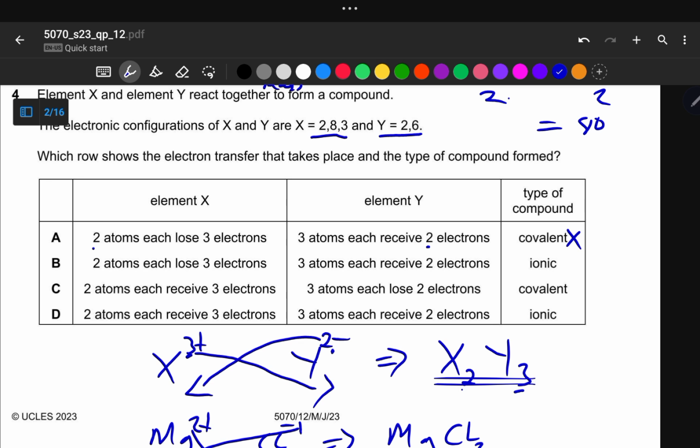So we go on to option number B, which says 2 atoms of each loses 3 electrons, true. And then 3 atoms of each receives 2 electrons, true. And then we've got ionic bond, which is also true. And then we go on to option C, which says 2 atoms of each receives, so this is false. X reacts by losing electrons, so this becomes false. This becomes false, and this is true, this is true, but this becomes false. So the overall solution, we've got B as our answer, right?